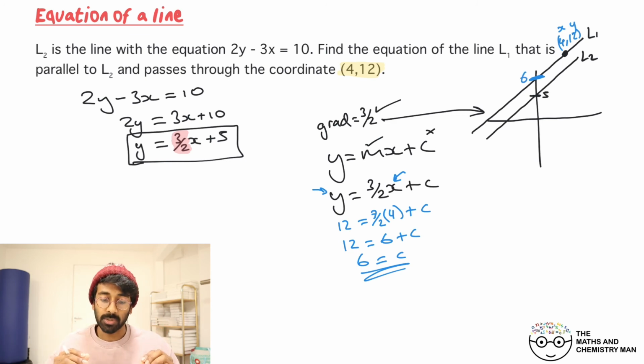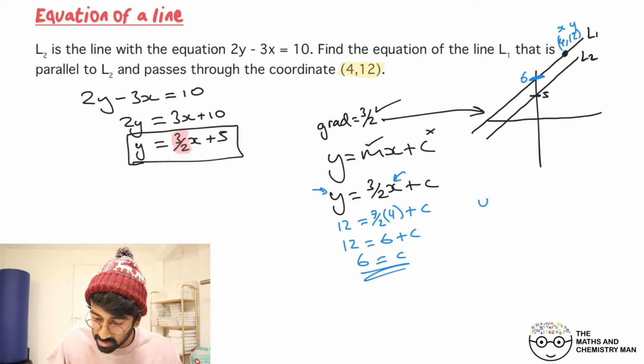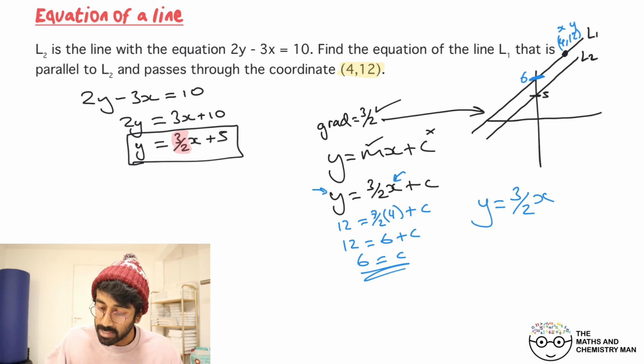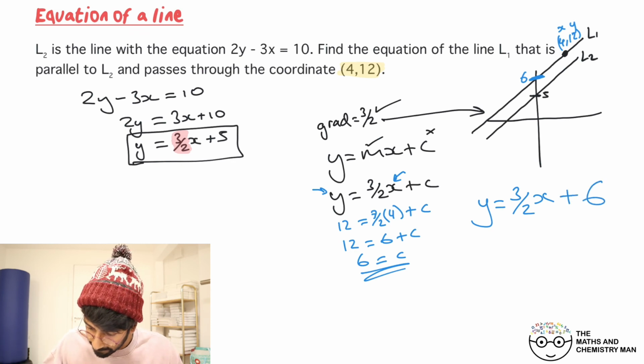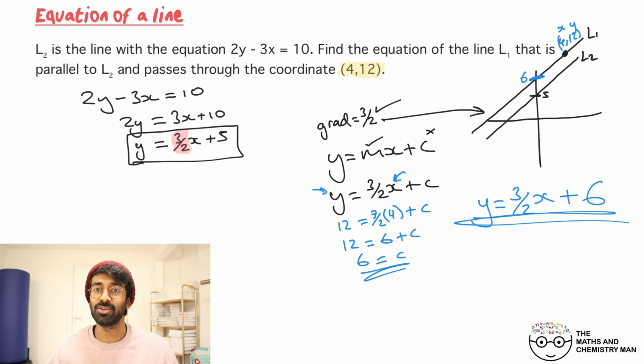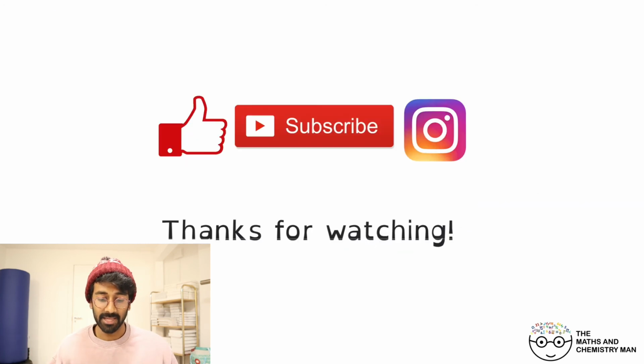And now that we've found what c is, we can give the equation of the line. We can say that y is equal to 3 over 2 x, or 1.5x, plus 6. And there we go. That's the equation of that line there. Perfect. So, a nice easy question there on parallel lines. Hopefully you've got that correct. And if you didn't, I hope you know how to do it now.